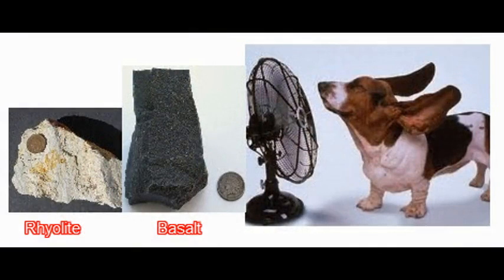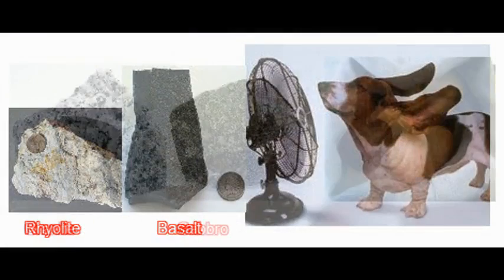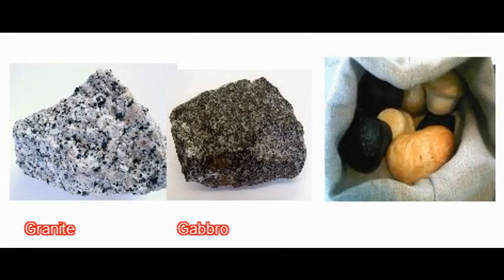To make fine-grained rhyolite, high in quartz, and basalt, low in quartz, take magma and rapidly cool it. To make coarse-grained granite, high in quartz, and gabbro, low in quartz, take magma and slowly cool it.